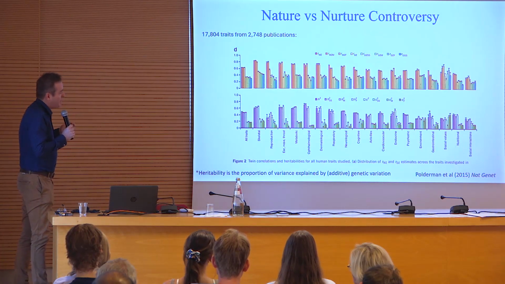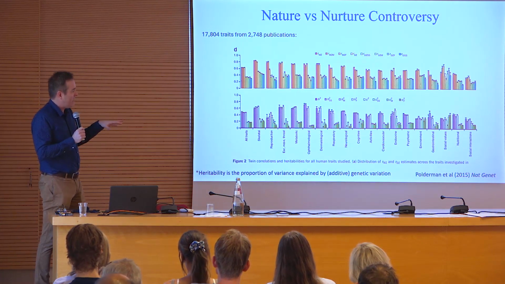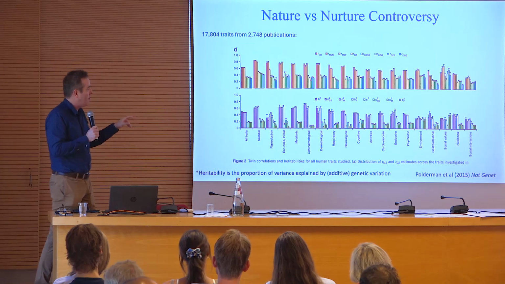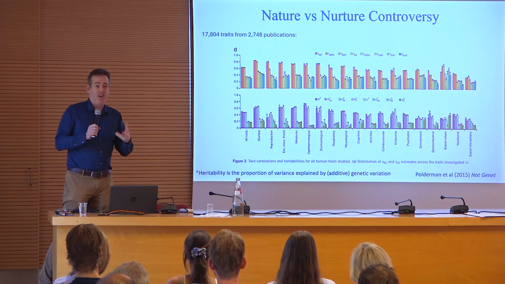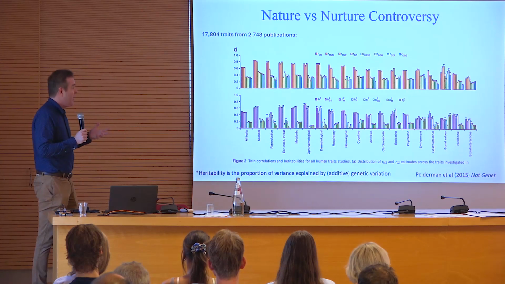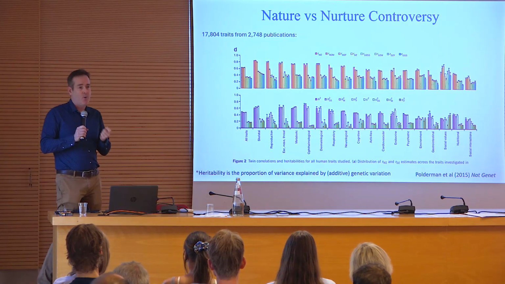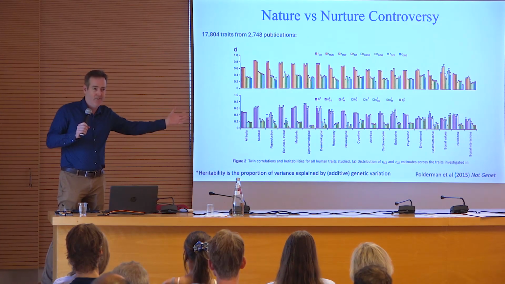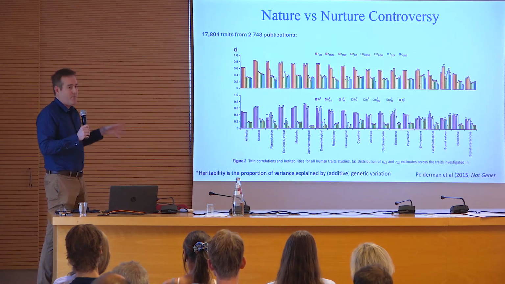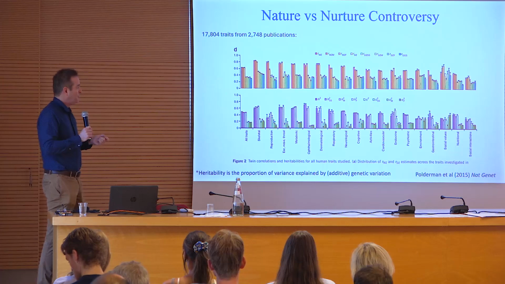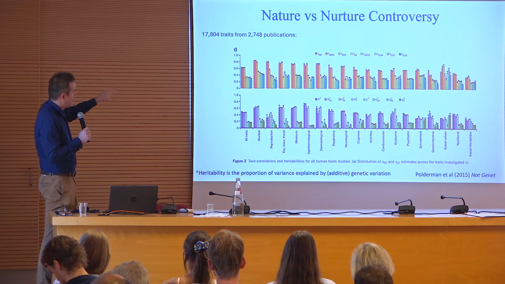Here's an empirical study from 2015 by a colleague of mine, Tinka Polderman. What she did was a massive meta-analysis, a systematic review, basically taking every single twin study that she could find for all time. So 17,000 traits, 2,700 publications. And I've ripped this slide from one of her figures.